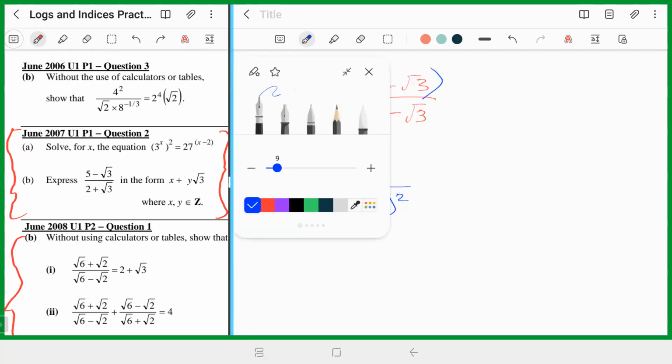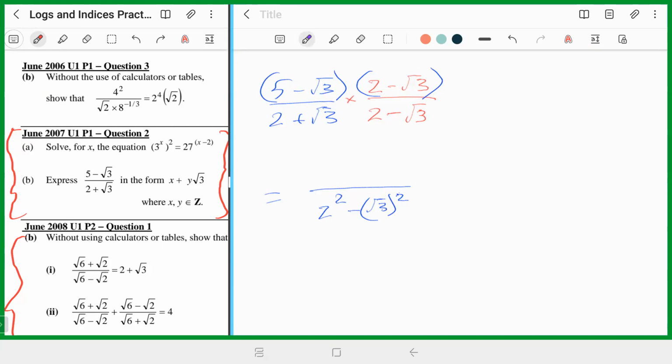So it is like we're doing the 5 times each of these first, and then the minus root 3 times each of these next, right? So let's do it with the 5 first. It's 5 times 2 and 5 times minus root 3. So we're going to get 10 minus 5 root 3.